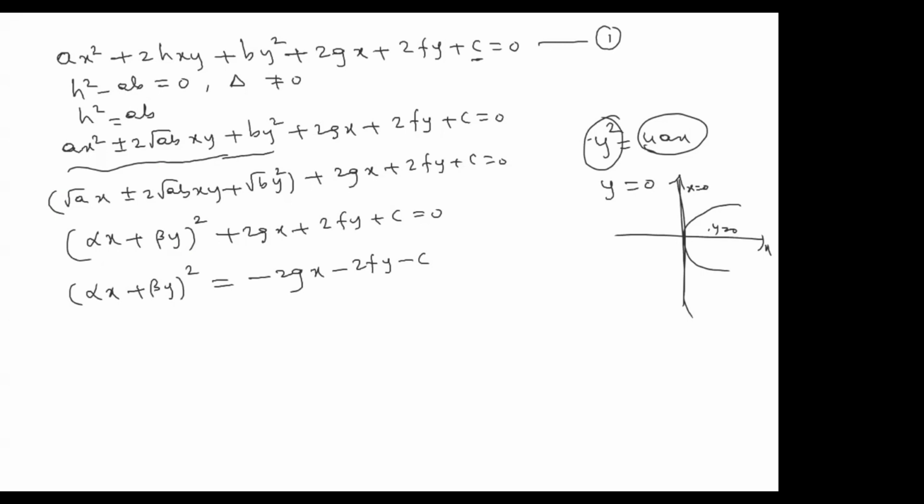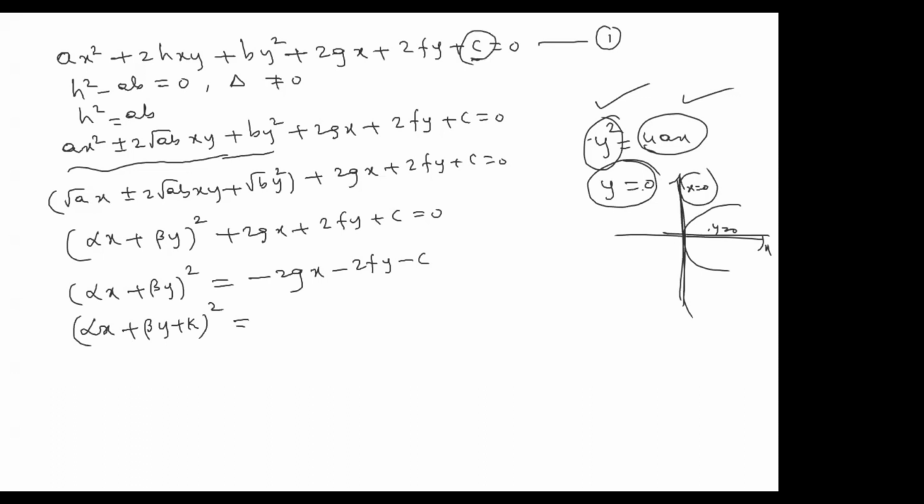Okay, right. See, when it comes to the standard form, y square equal to 4x, y equal to 0 will give the axis, x equal to 0 will give the tangent at the vertex. So therefore, here I am adding one constant: alpha x plus beta y plus k, whole square. Because alpha x plus beta y, because here a constant is there, that's why I'm adding some constant.